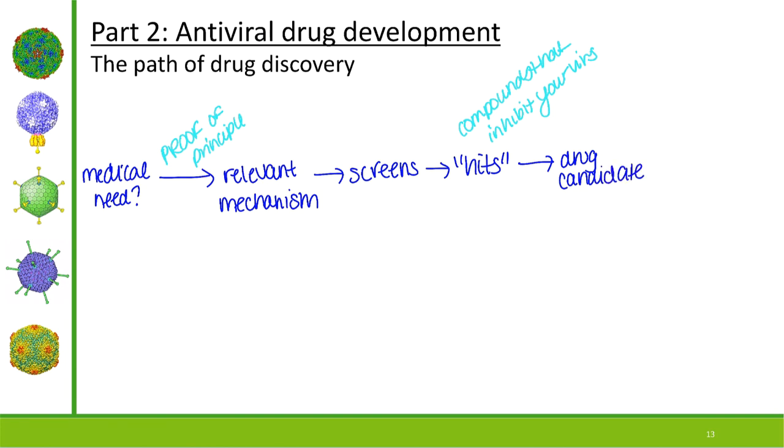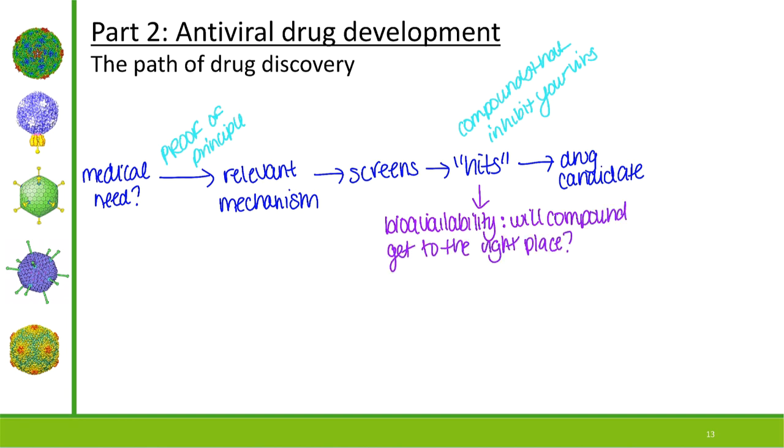And when we think about these hits and we think about them moving into a drug candidate, there's a lot of questions that we have to ask. So one of the things that is studied is bioavailability. So bioavailability deals with the idea of, will the compound get to the right place?